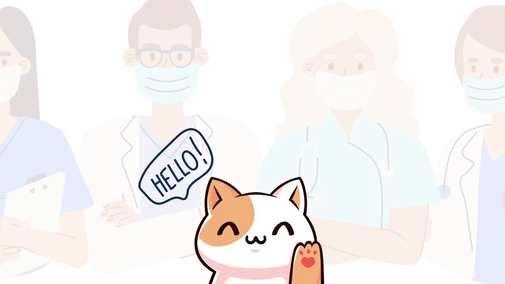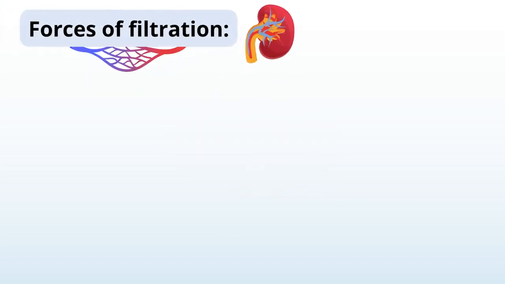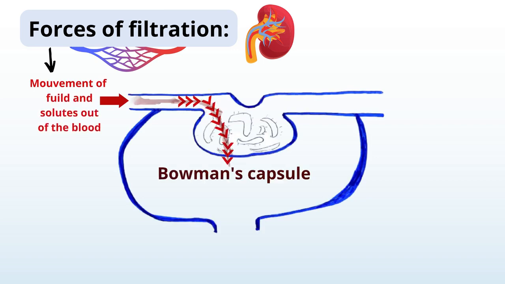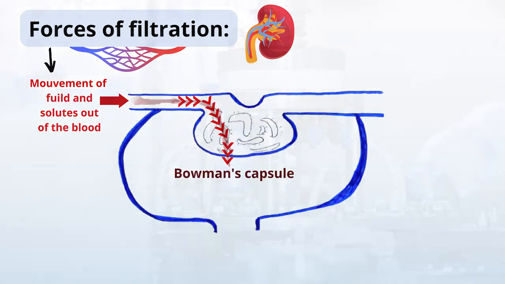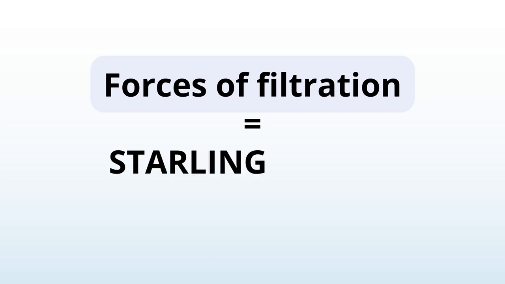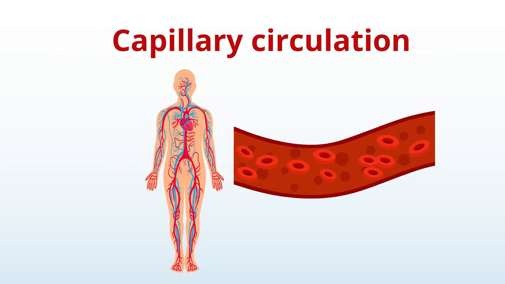Hello everyone! In this tutorial, we're going to talk about something super cool, the forces of filtration in the glomerulus. Basically, these forces are what help move fluid and solutes out of the blood and into the Bowman's capsule. It's like a little filtering system inside your body. These forces are known as Starling's forces and are also observed in capillary circulation.